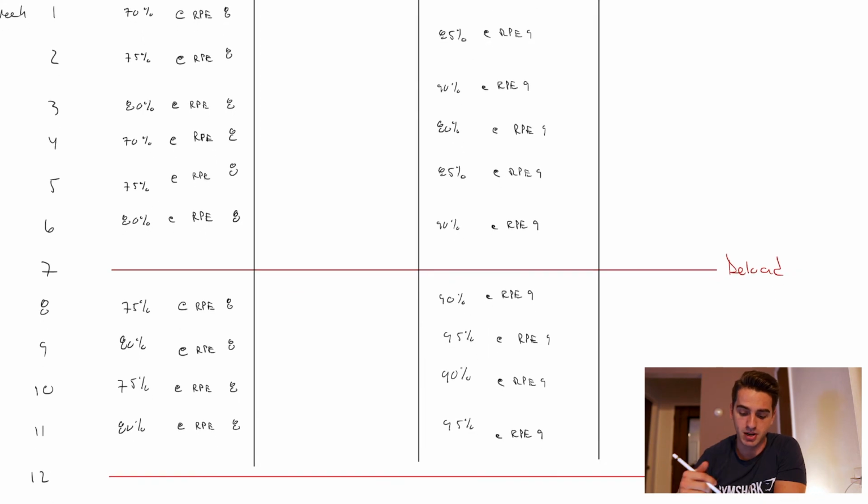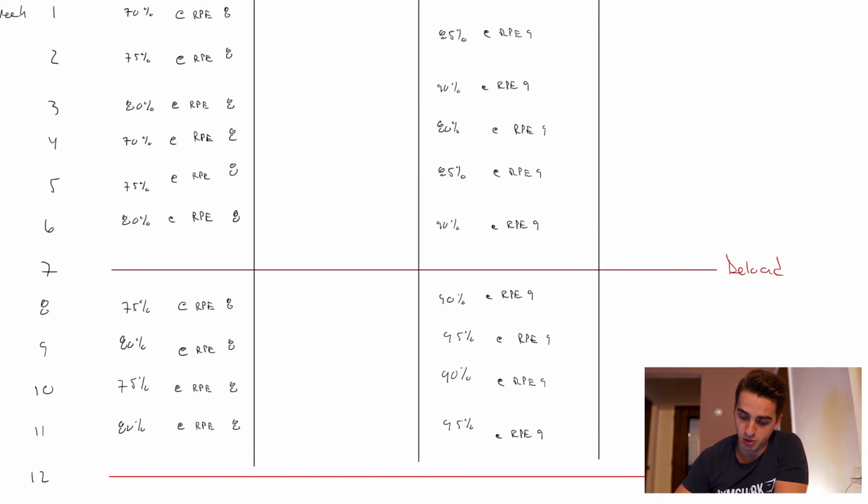You can see week 7 is a deload, and then weeks 8 through 11, those are going to be our strength weeks. So for day 1, I'm just going to alternate between 75 and 85%. And I've got a 15% difference between day 1 and day 2. So you can see for week 8, I'm going from 75% on day 1, and then day 3 of that week will be 90%. So again, 15% difference.